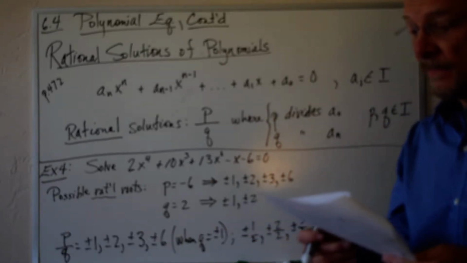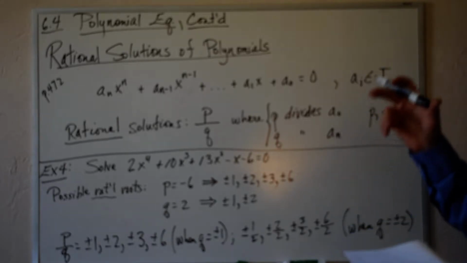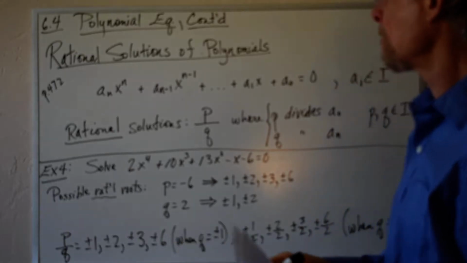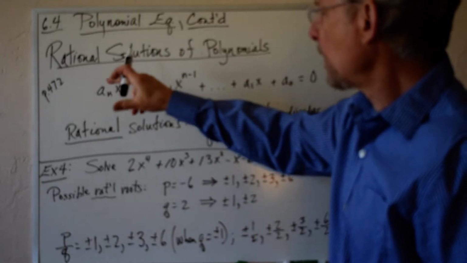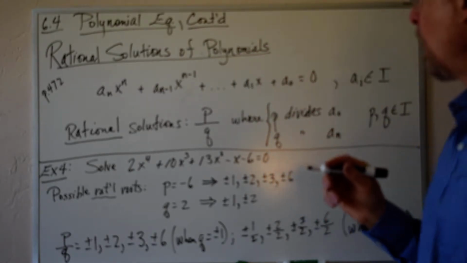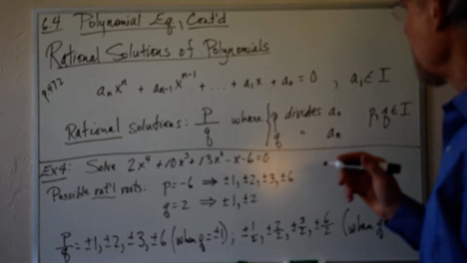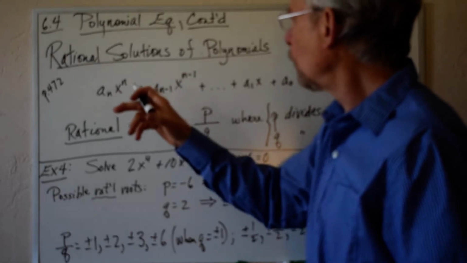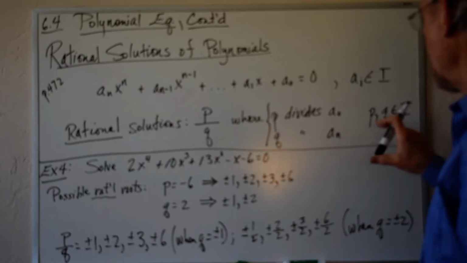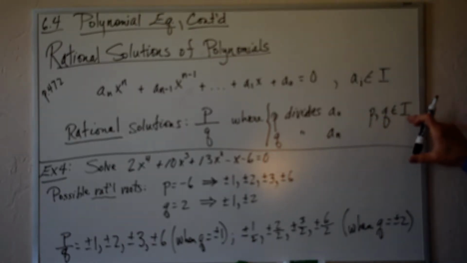Hi everybody. First thing we want to do today is finish section 6.4. The next topic that we have in this section is rational solutions of polynomials. And by rational we mean fractions, p over q, where p and q are integers, p, q elements of I.